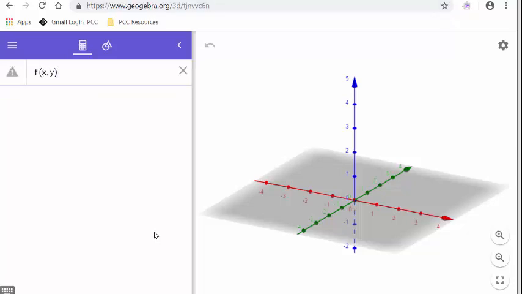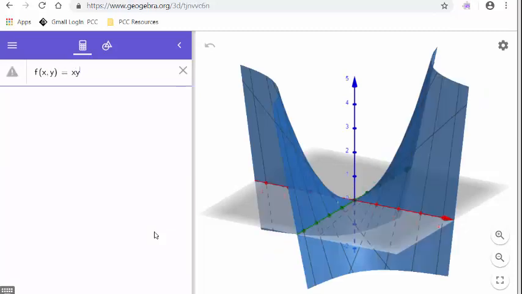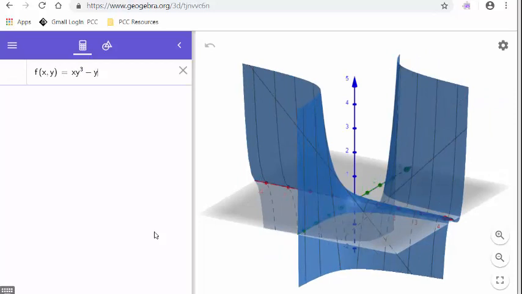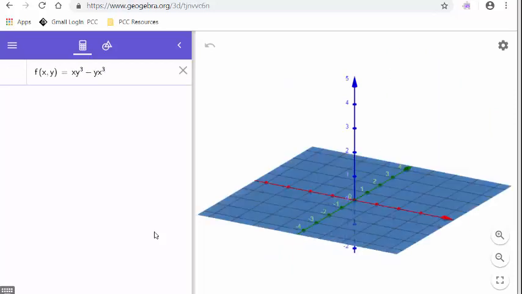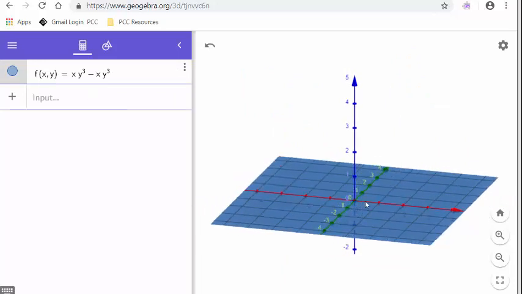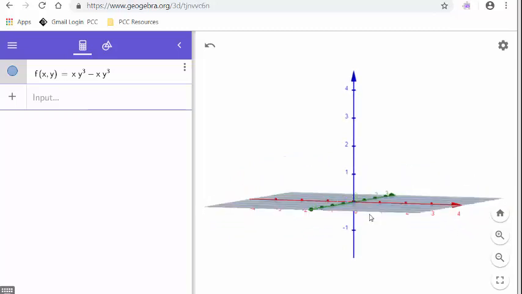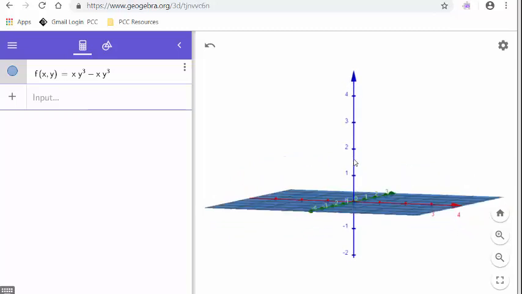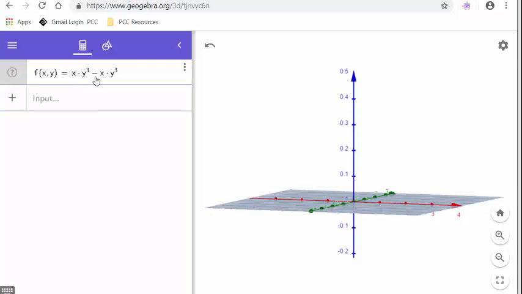F of x comma y equals x times y to the third minus y times x to the third. And this looks like nothing is going on here. I have a couple of different guesses as to what's going on. I believe that my z-scale is way off, so I'm going to expand it up and see if anything happens here. Not seeing a change here. I'm wondering if I have those as multiplication. Oh, I know. I did x times y cubed instead of y times x cubed. Y times x to the third.